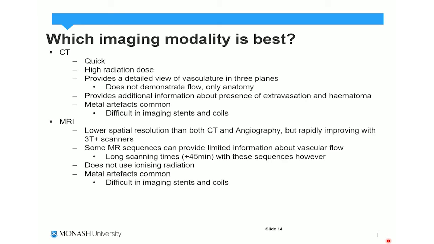MRI has a lower spatial resolution than both CT and angiography, but it's rapidly improving with scanners now available up to 7 or 15T. Majority of scanners are around the 3T. Some MR sequences can provide limited information about the vascular flow, but these sequences are often quite long and extend the whole scanning time for that patient to above 45 minutes. Real advantage is that it doesn't use ionizing radiation, but it does suffer from similar metal artifacts as CT.